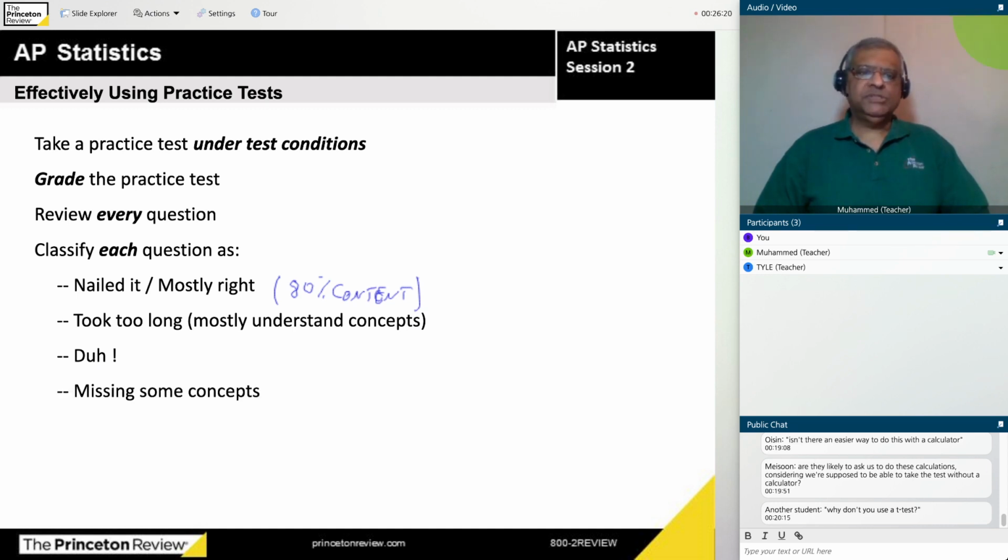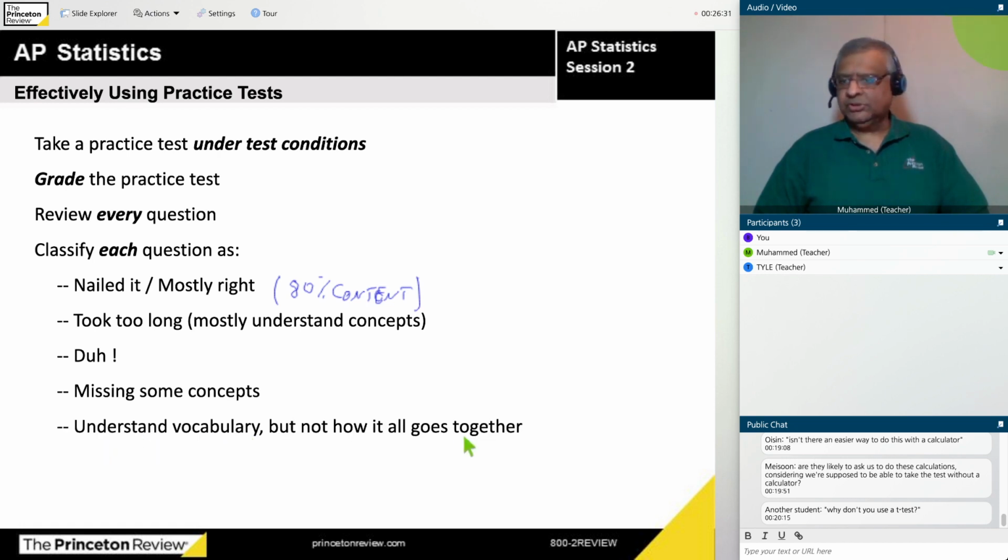Okay, so missing some concepts. So now, this does mean that you need to work on content and understand the vocabulary, but you don't know how it all goes together, or maybe have difficulty understanding the vocabulary, and don't know how it all goes together. It's all under this classification. Okay, what you need to do is, as you classify the questions like this, and I think this is a better classification than just checking, yes, you got this right, no, you didn't. This is actually trying to understand why you got it right or why you didn't get it right.